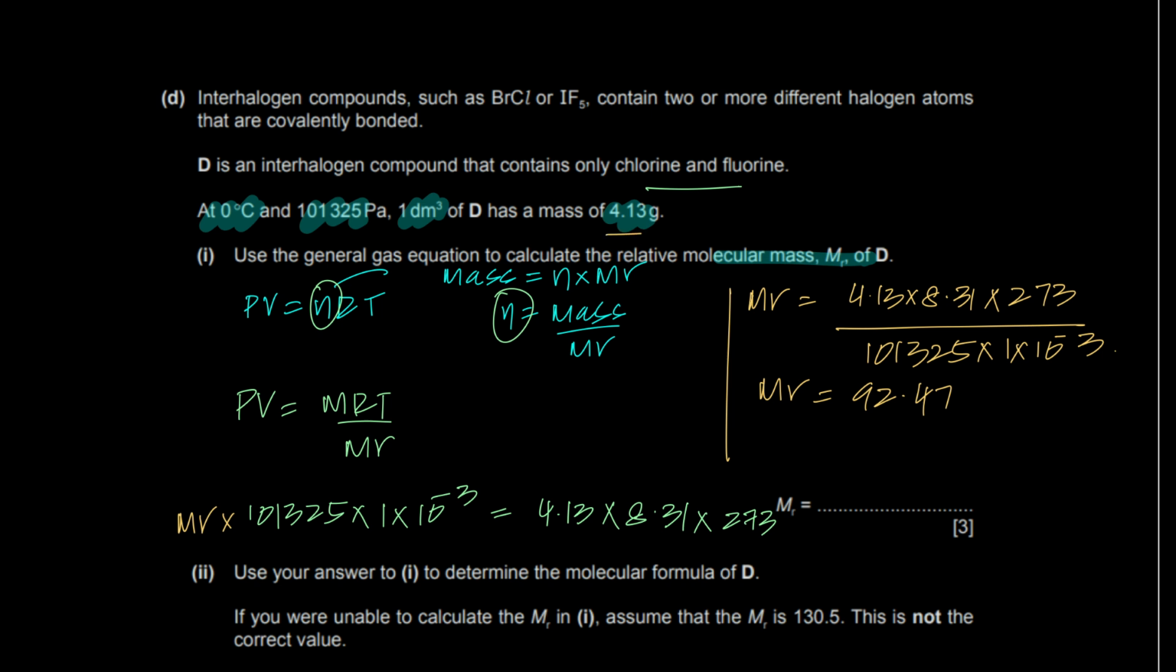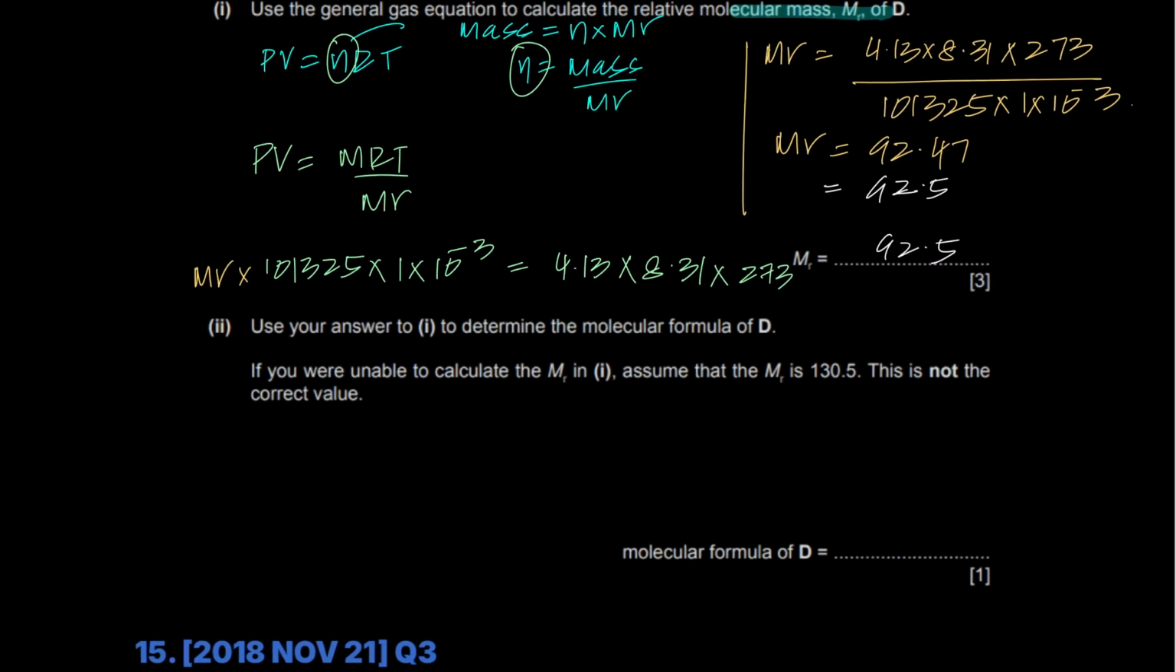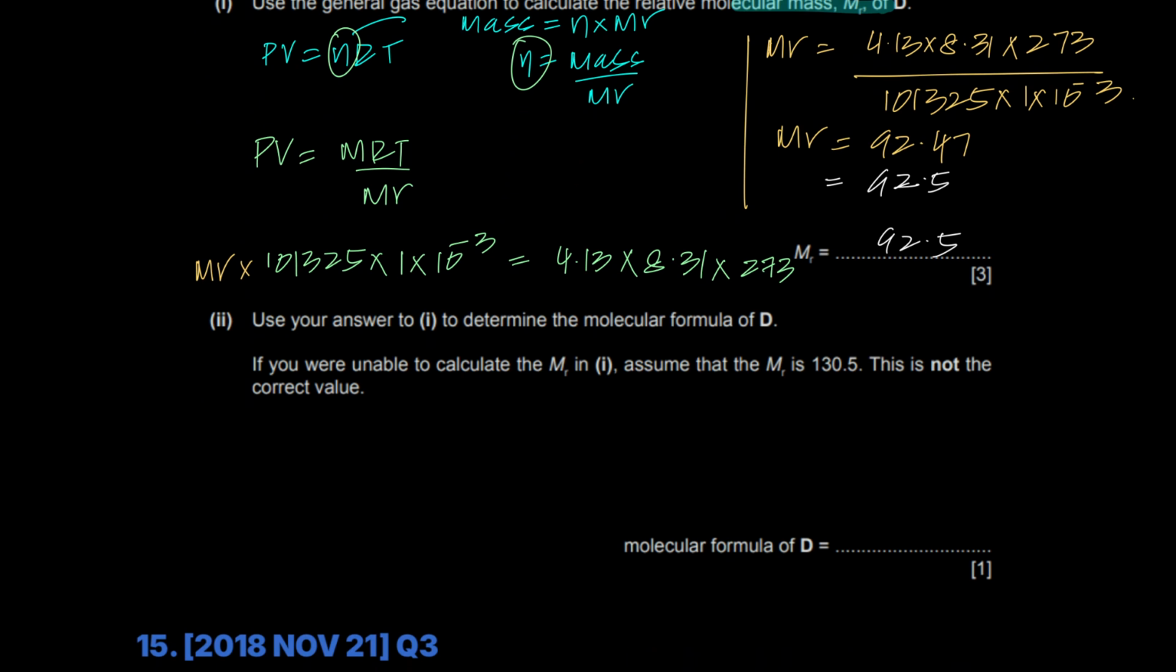you could even think of this. This shouldn't have been 6 sig fig, it should be in 3 sig fig. So the MR should also be in 3 sig fig, right? So 92.5. Done. That's the MR. Now use your answer to part 1 to determine the molecular formula of D. If you are unable to calculate MR in 1, assume that the MR is 130.5. This is not the correct value. We know it's not correct, it's 92.5.